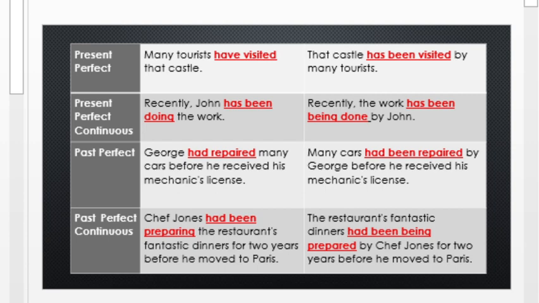And same goes to past perfect, meaning to say perfectly done in the past. Okay, the only difference is had and had been. So in active, it is had repaired. Meanwhile, for passive, had been repaired. So both are still in a past perfect form. It's just that one is active and one is passive. And same goes to past perfect continuous. Okay, instead of using preparing in passive, you change it into the past participle form of the verb, which is prepared instead of preparing.